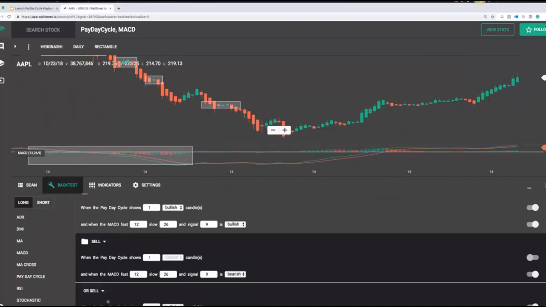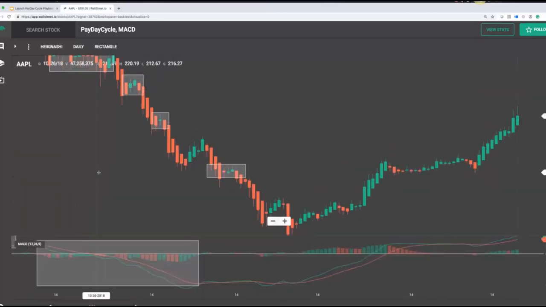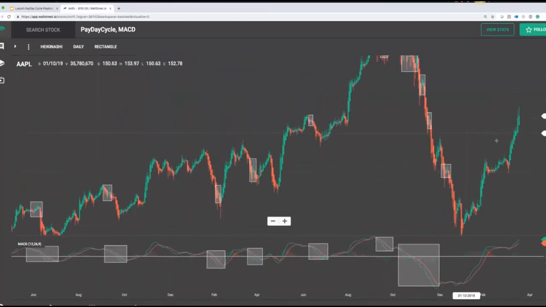So the way this reads now is buy when the payday cycle shows its first green bar, right, on the Heikin-Ashi chart, and also only when the MACD is bullish. And sell when the MACD is bearish or sell on the 9th bullish bar. So you have your profit condition and your sell condition. Does that make sense to everybody? Go ahead and let me know if it does. And we'll be taking any questions here as well.